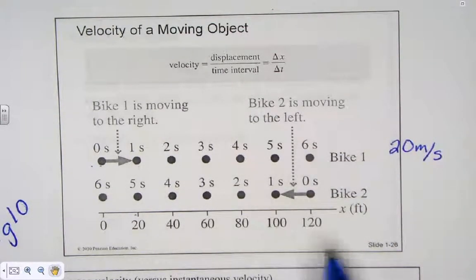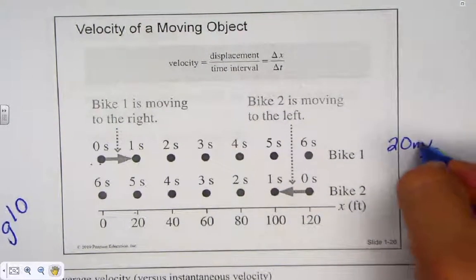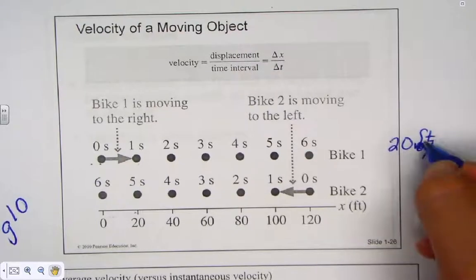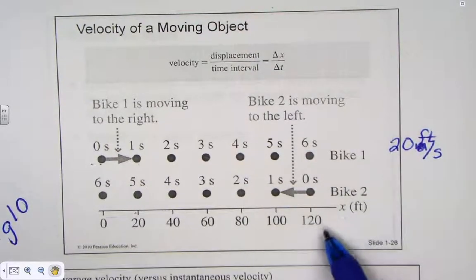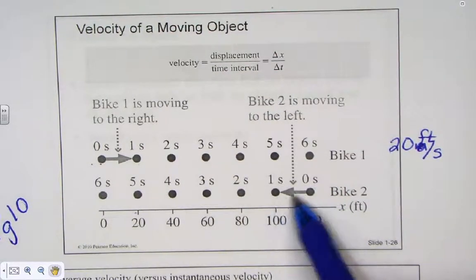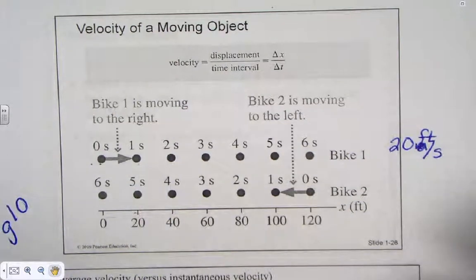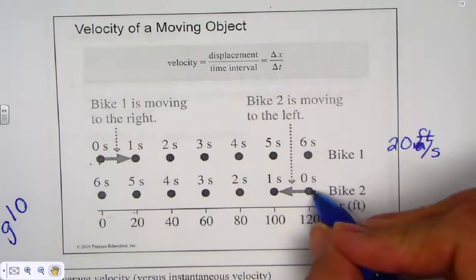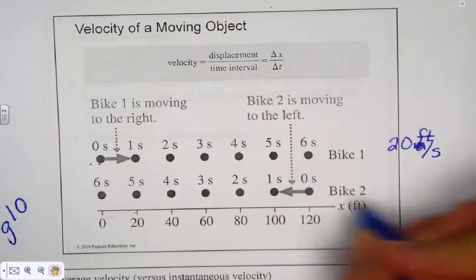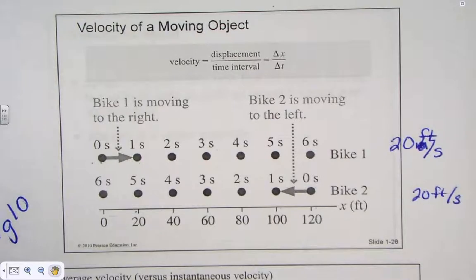Bike 2, I needed to read more carefully. Look, these are in feet, not meters. Feet per second. Bike 2, here we are traveling from time 0 to 1 second later. This is a negative direction, but it's simply showing that this particular bike is traveling west. The bike above was traveling east, so they're just opposite directions. Going from 120 to 100 is 20 feet per second.